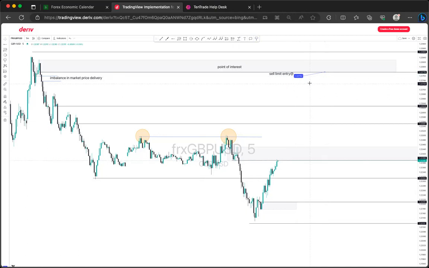Sell limit at 1.22277. Is that 8? 8. Then our stop loss around here.